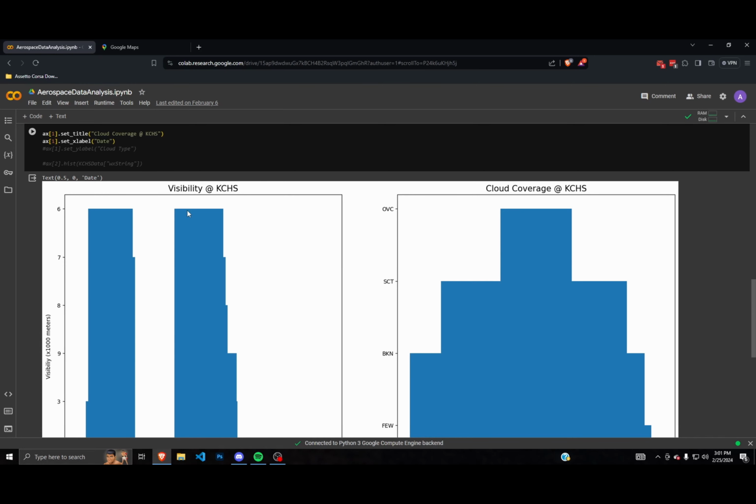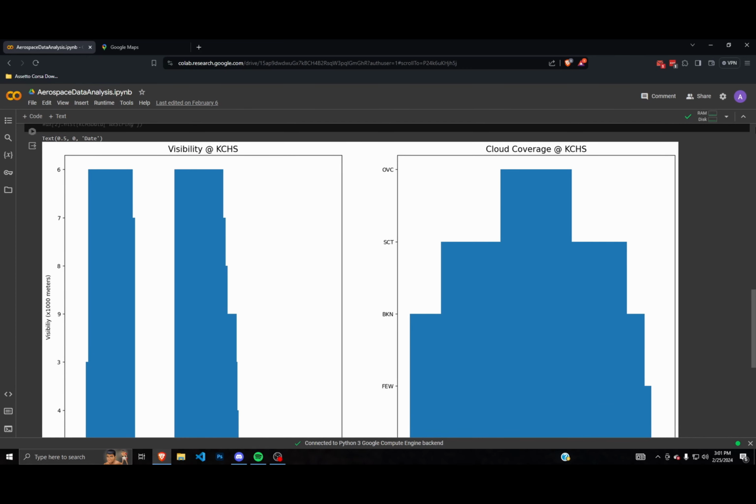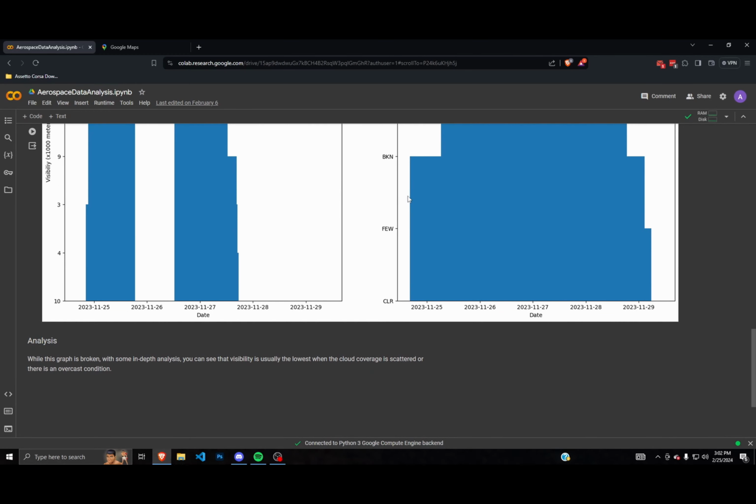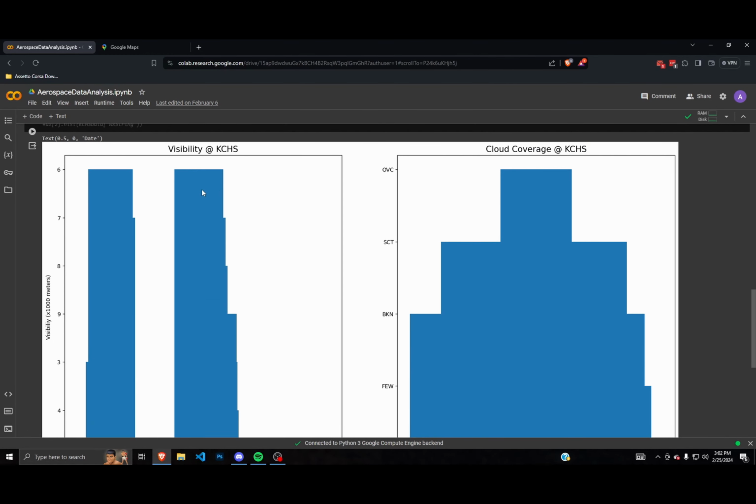Because if it goes lower than 7,000 meters, I believe, then you have to fly with that instrument permissions. And this is once again important because if you're not able to see this and you already get up into the air and realize, oh crap, I can't see anything, then you're gonna have some problems. So that is very interesting.